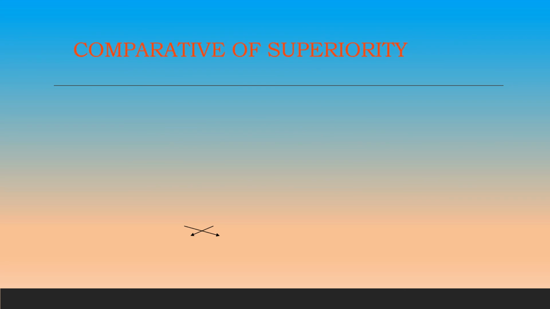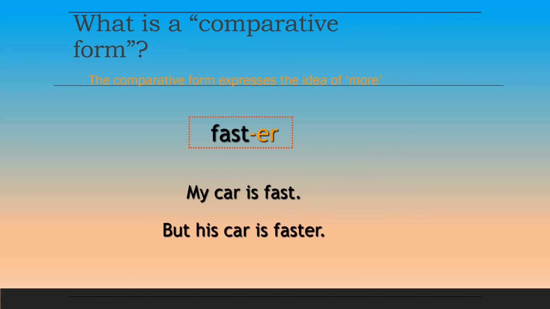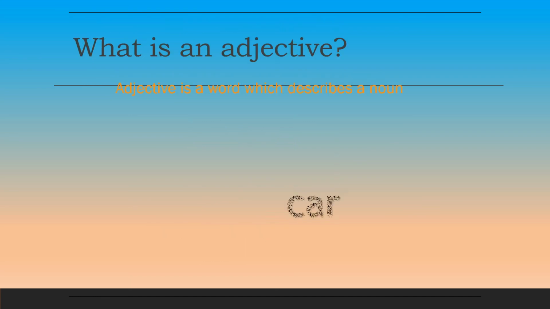Comparative superiority, it's better than. So adjective plus ER and than. John is richer than Paul. So what is a comparative form? The comparative form expresses the idea of more. Faster. My car is fast, but his car is faster. What's an adjective? An adjective is a word that describes a noun. So big car: big, fast, and expensive.